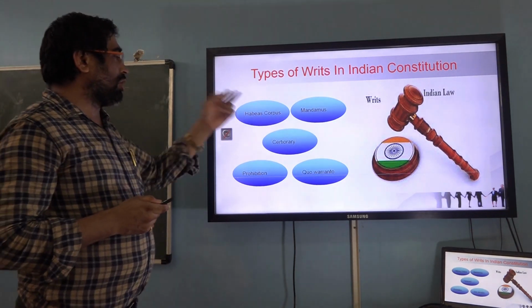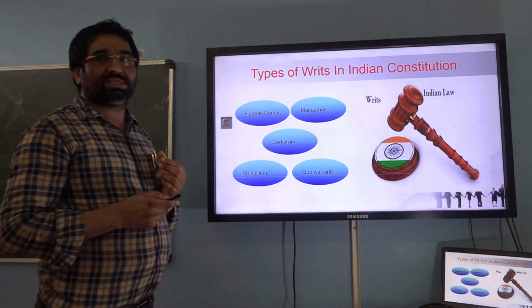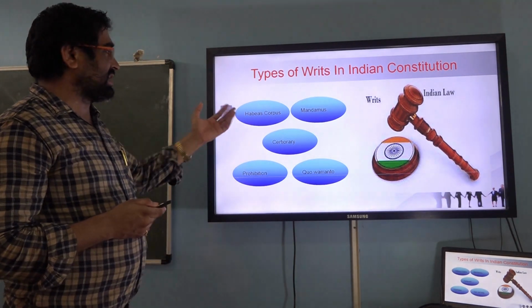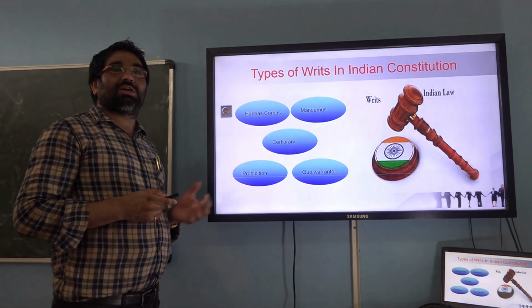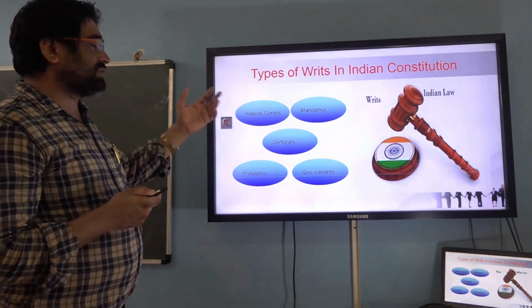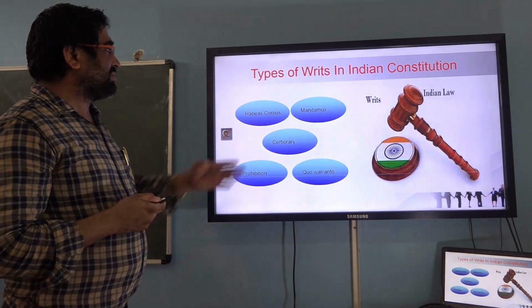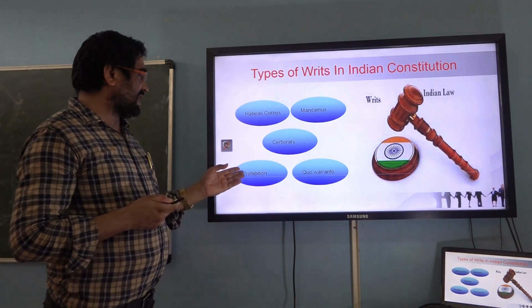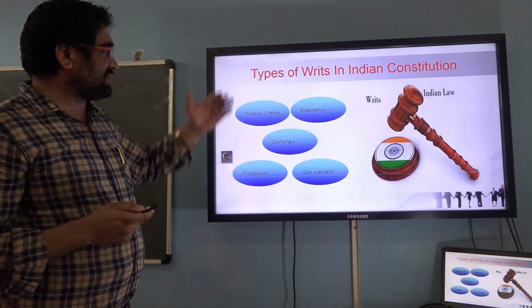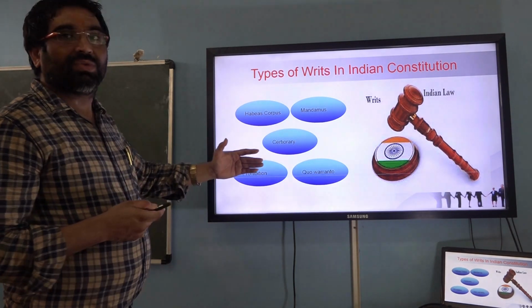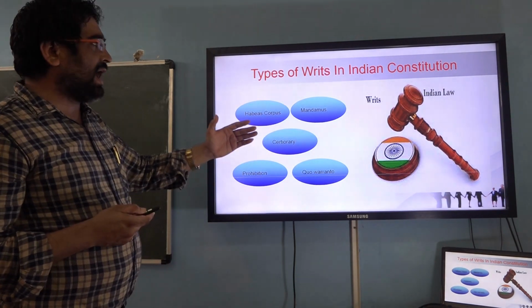That is habeas corpus, which is against arrest. If the police arrest us and keep us in prison, and do not present us before the law, I mean the magistrate. Then mandamus, then certiorari, then prohibition, and quo warranto. These are the five writs.